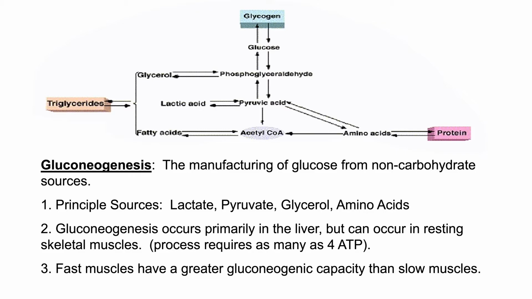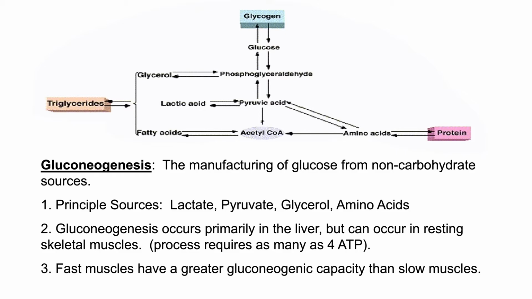This occurs primarily in the liver, but can occur in resting skeletal muscle as well. The problem is when you get to this point, it does take a lot of ATP to just even get the new glucose. See, it says the process requires as many as 4 ATP. So it's a costly process trying to form new glucose from these non-carbohydrate sources.